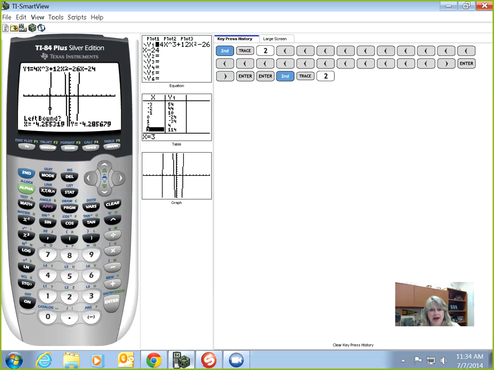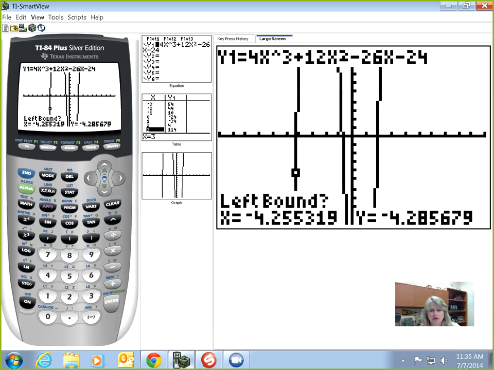So let's use our right arrow, and we're going to go over. We're going to move our cursor to the right, a little bit more. We're going to get a little bit closer. My y value should still be positive because on the left side of that x-intercept, it's still positive. See, there it is. So we're going to go ahead and press enter.